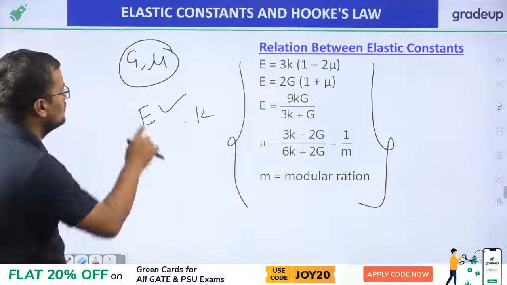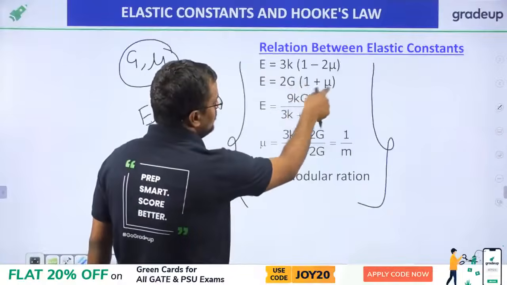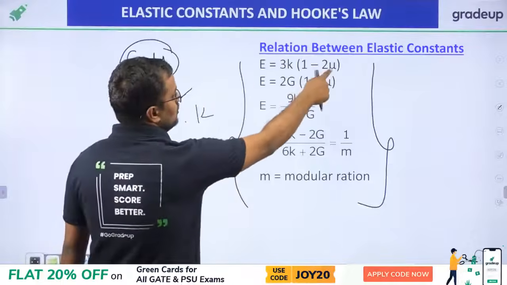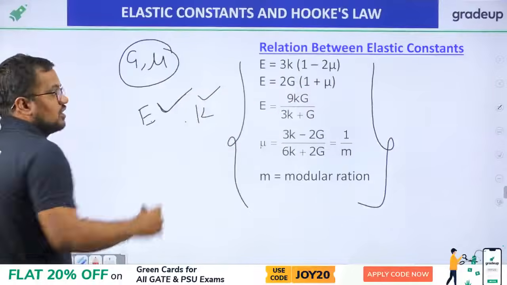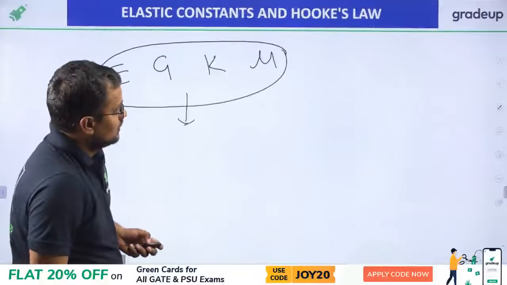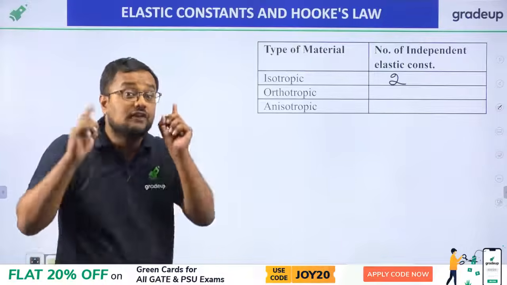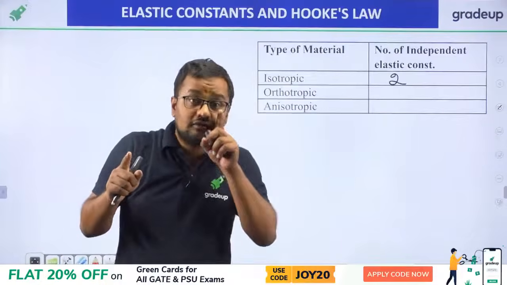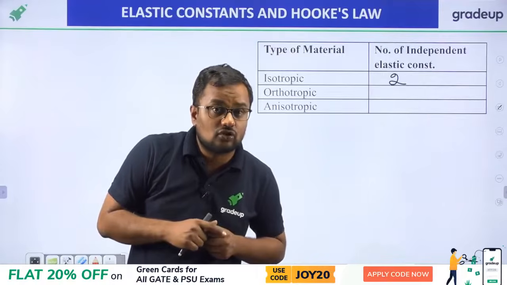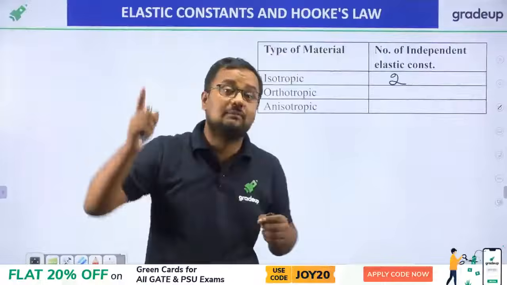I must again tell you. Suppose G and mu are known. Then from this relation, E will be known. Now E is known, mu is already known, then K will be known. So from only 2 elastic constants, I can derive all 4. So the number of independent elastic constants is 2. If in a question it is asked to find the total number of elastic constants for isotropic, it will be 4. But if it asks for independent, then it will be 2.